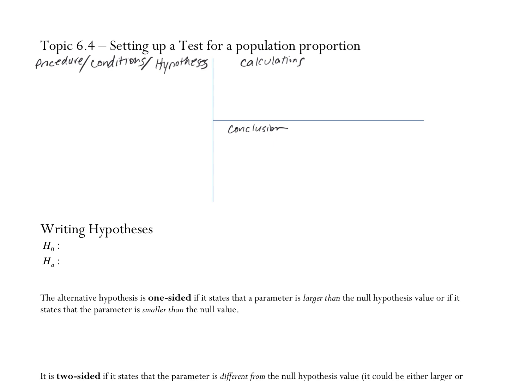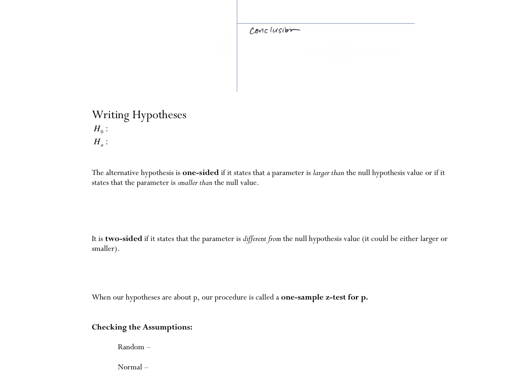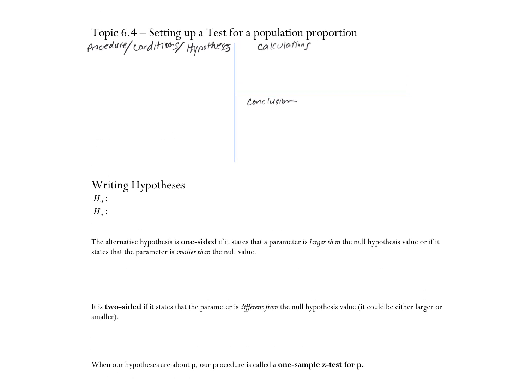All right. Now, let's first start with how do I write my hypotheses. The name of the procedure we're going to be working on right now is a one sample Z test for P. Notice that that's very, very similar to a one sample Z interval for P. And it really just depends. Test you do for a claim. Interval you do to make an estimate. Okay?